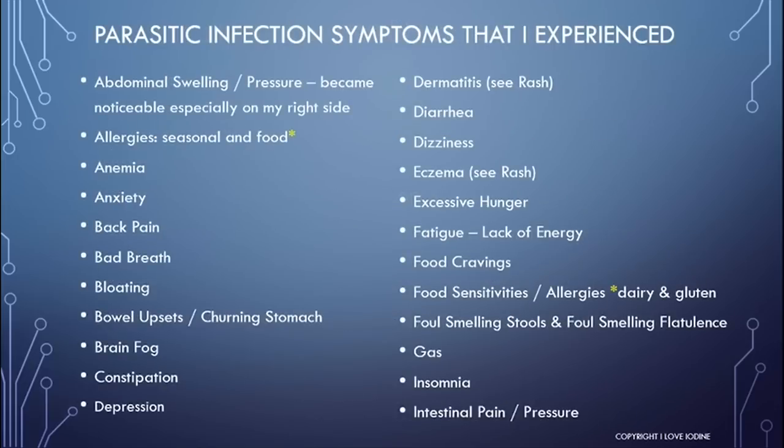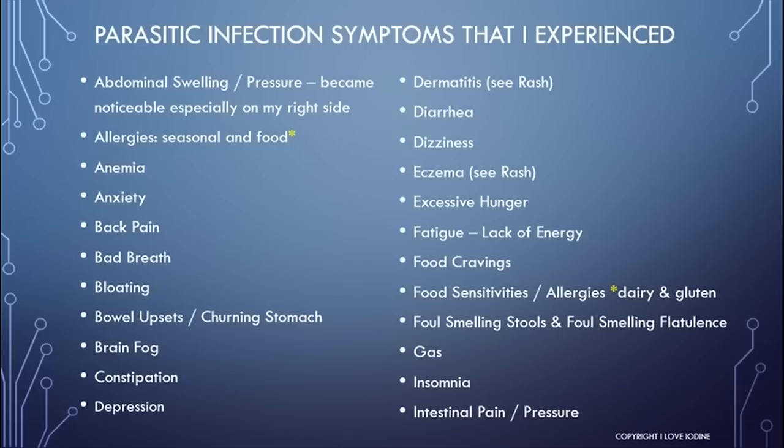So the parasitic infection symptoms that I personally experienced were abdominal swelling and pressure, and this became noticeable on my right side. I also had an increase in allergies. My seasonal allergies increased, and I became very sensitive to a lot of foods. Those included gluten, dairy, peanuts, and eggs. I can now eat all of those foods with no problems, just as a side note. I was diagnosed with a low red blood cell count, so I had anemia, and anxiety, which makes sense because if you have parasites inside you, they are going to cause those types of symptoms.